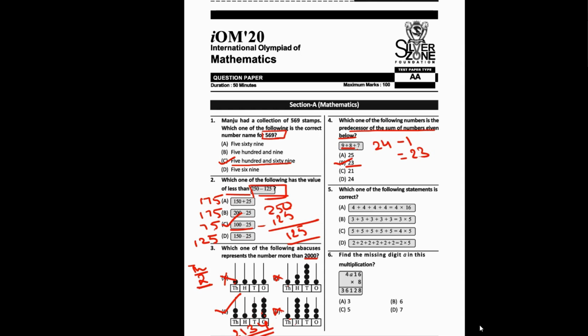Next question. Which one of the following statements is correct? You know, multiplication is nothing but repeated addition. If you check here, 1, 2, 3, 4 times 4 is shown. This should be 4 multiplied by 4, so this is not correct. That shows 4 into 16.